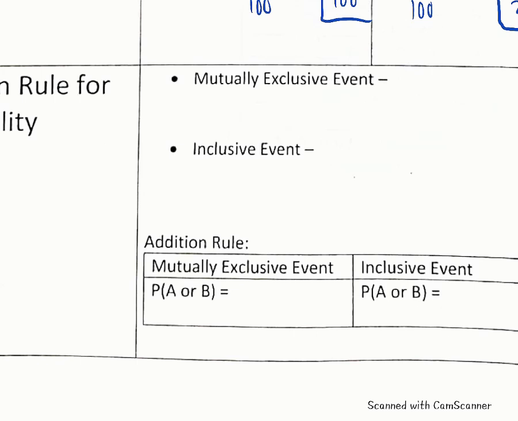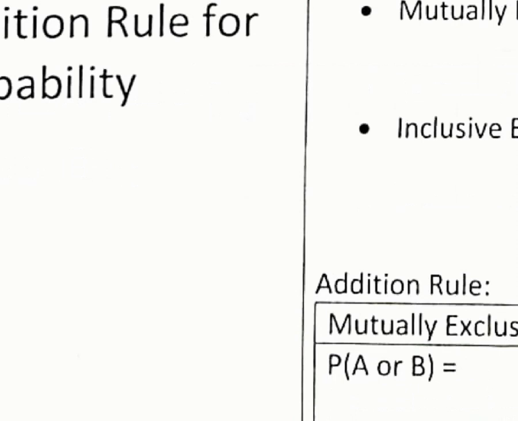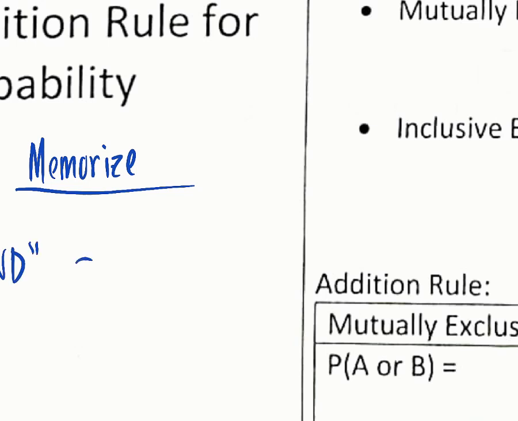Now, the next part of this gets a little more complicated, but I really think you guys can understand it. First thing I want you to do is memorize something for me with probability, okay? And you can all memorize this. In fact, you'll probably have it memorized as soon as I say it. In probability, if they use the word and, that's going to tell me that I need to multiply my probabilities.